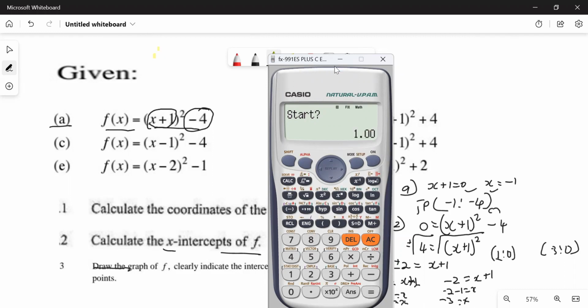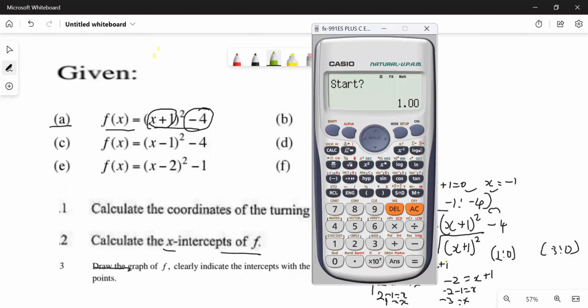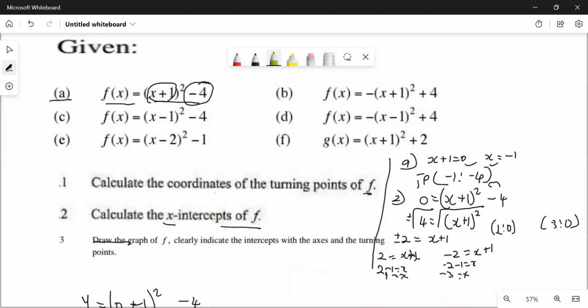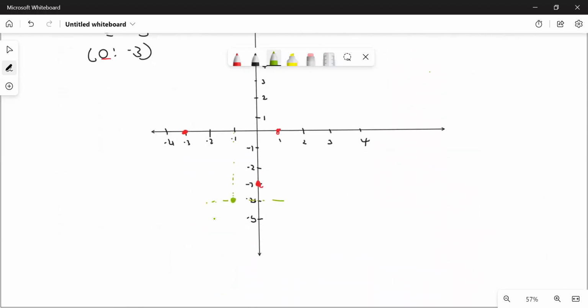And then after that, it asks you where do you want to start? Now, I am going to start based on my graph here. I've already highlighted the x-intercept and the y-intercept. I want to include all these points here. I just want to make sure that all these points are included. So I'm going to start on -4, because I want to make sure that everything is covered.